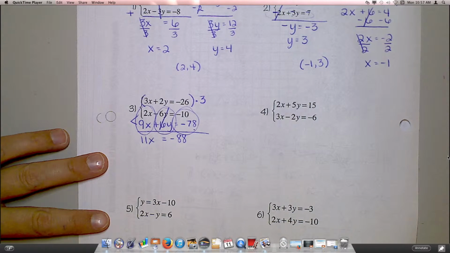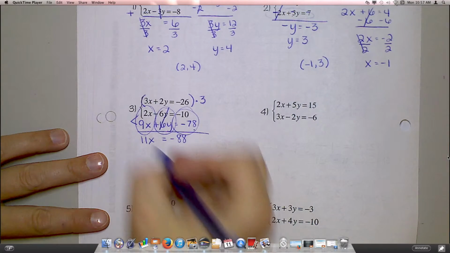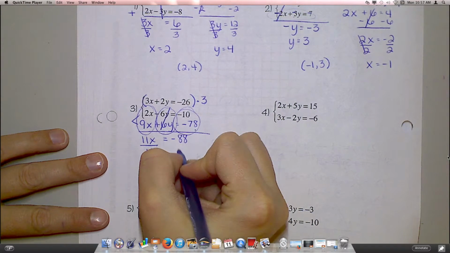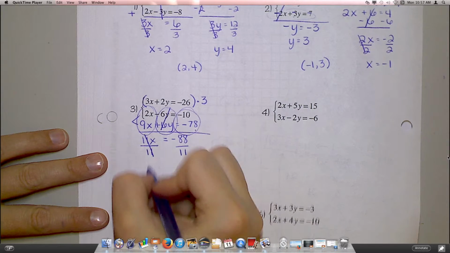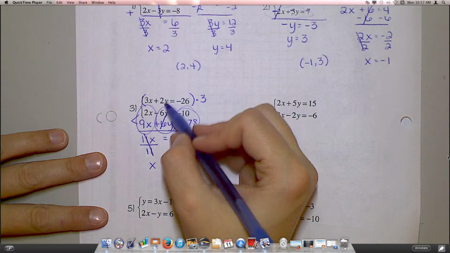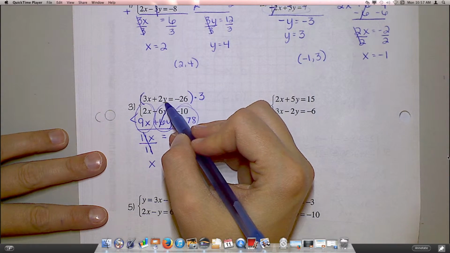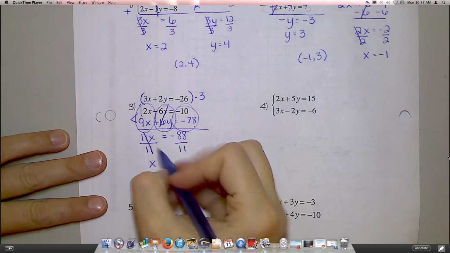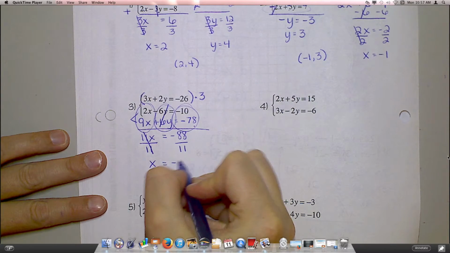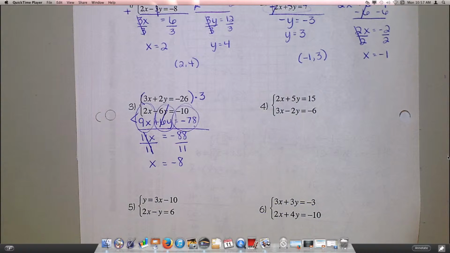Was that the way you were going to show us? Yep. So divide by 11. Good job. Yeah, Colvin, I just meant that you saw that that should be a 6 right away. I was trying to explain why we needed it to be a 6. So x is negative 8.